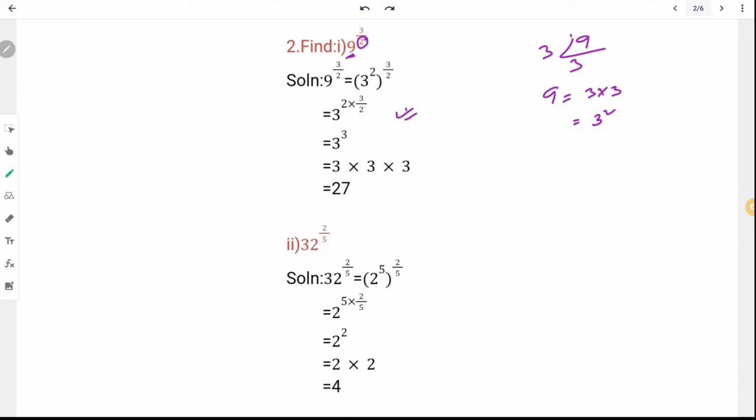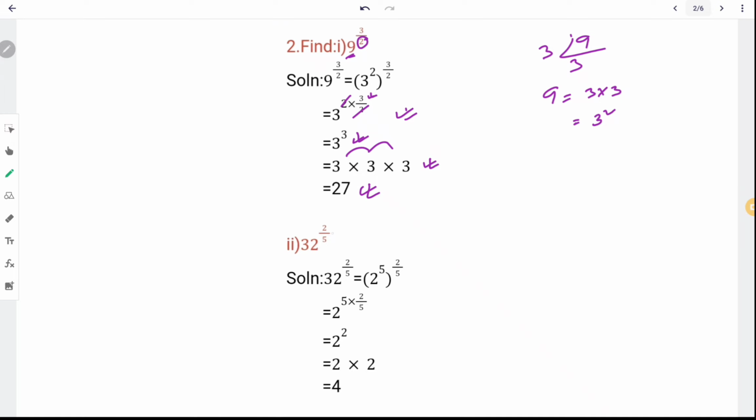So once you open a bracket, you can divide this and this, 2 1s are 2, 2 1s are 2. We're still having, remember, this 3 is still left, right? So now it will become 3 cube. 3 cube means what? Multiply 3 times. So 3 3s are 9, 9 3s are 27, okay?